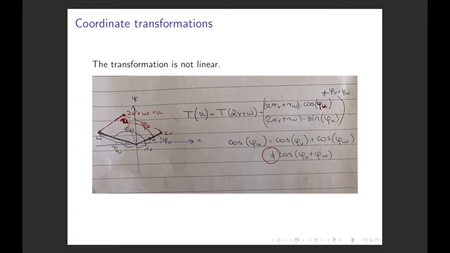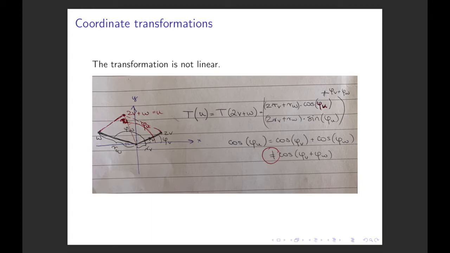And the coordinates of this in Cartesian coordinates are the radius times cosine of phi for the x coordinate, and for the y coordinate the radius of u times the sine of the angle from the x-axis to the vector u. And whereas the radius is still just the sum of the radii of v and w, this is not the case for the angles. The angle to u is not the sum of the angle to v and the angle of w. That is, this is not a linear function.